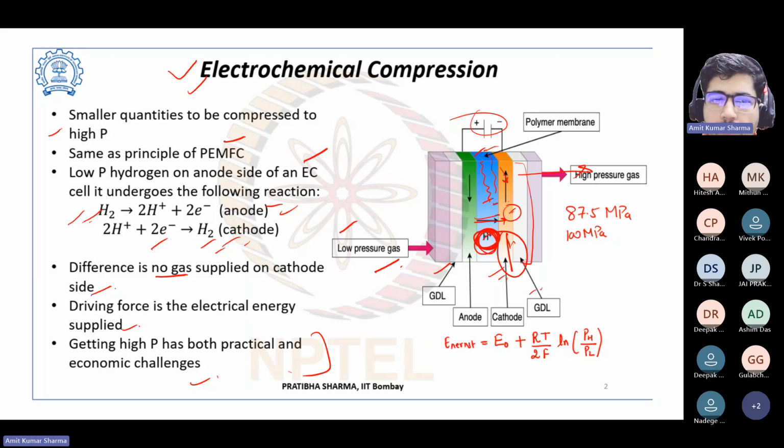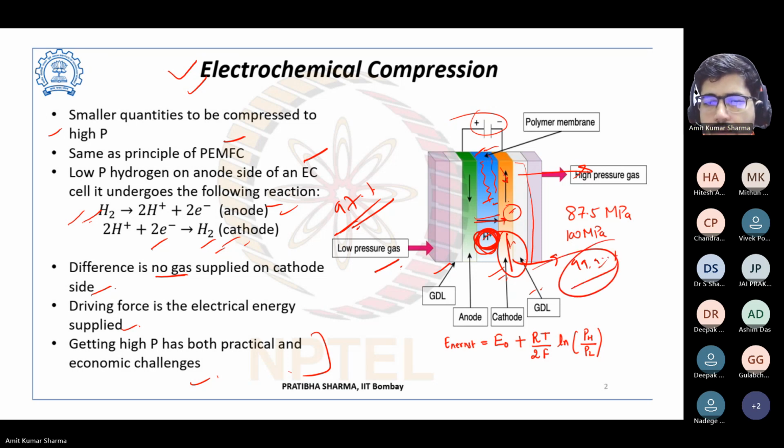Suppose this low pressure gas had 97% purity, but here you can have 99.999% purity. If you are not having any leakage from the top side and so on, that is the other case. But if everything is fine, then purity can be 99.999%.